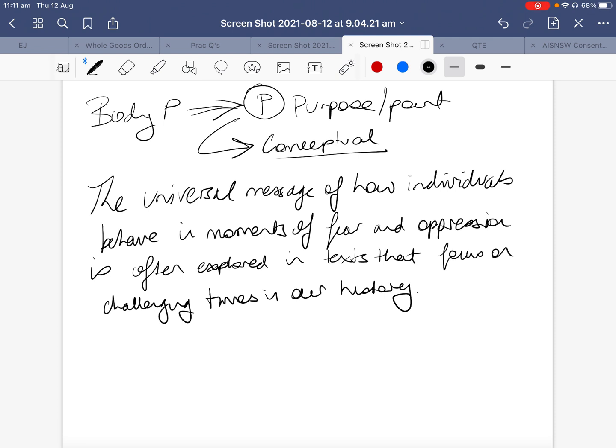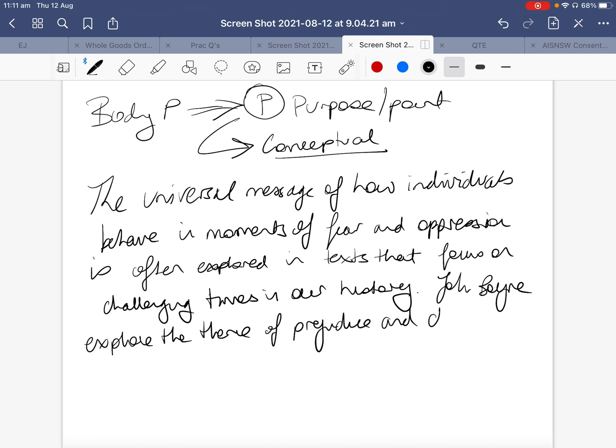I'm going to now mention the author and the text. John Boyne explores the theme of prejudice and discrimination throughout the novel, The Boy in the Striped Pajamas.